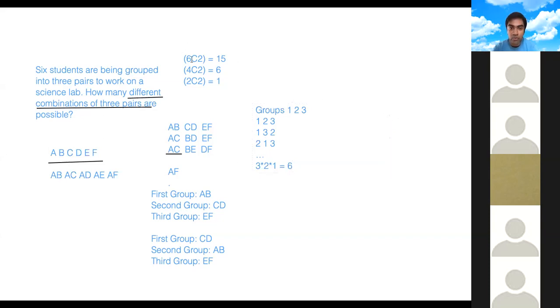So this product, 15 choices for the first one, 6 for the second, and 1 for the third, I have to divide by 6 to account for, because I'm counting the groups multiple times if it's the same people just chosen in a different order. So this gives me 15.